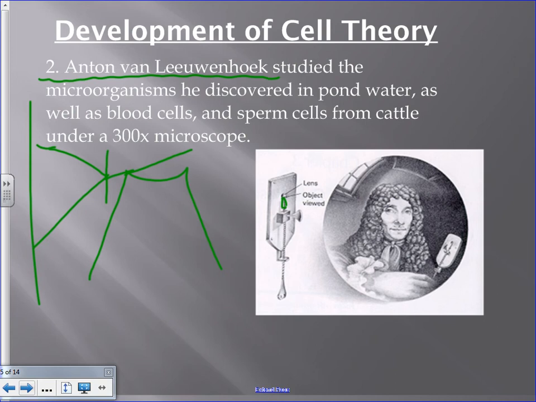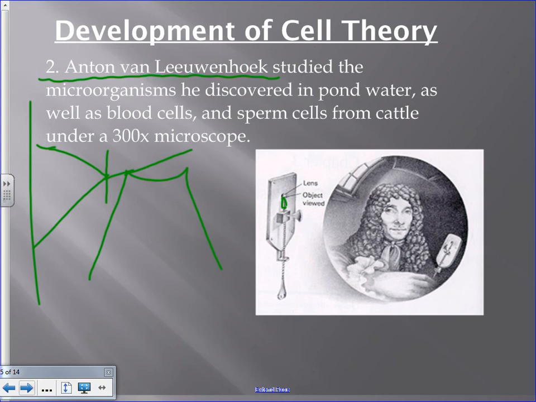The way you focus it was to move it further or closer or whatever like that. It wasn't a great thing to use, especially if you needed to move farther away than the length of your arm. Then it would become difficult. But he looked at living cells. Hooke only looked at cells that were dead.